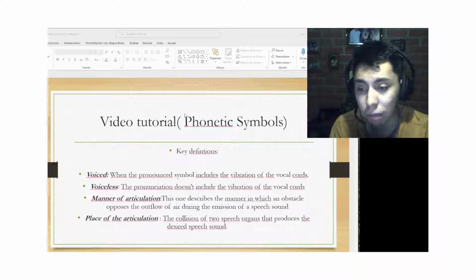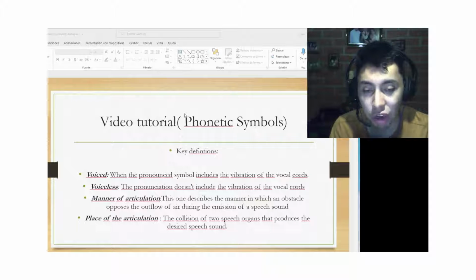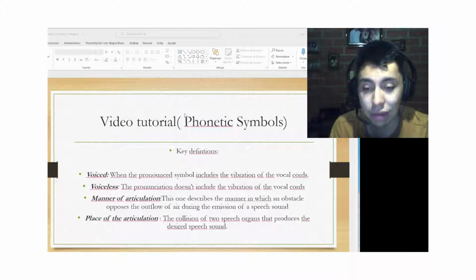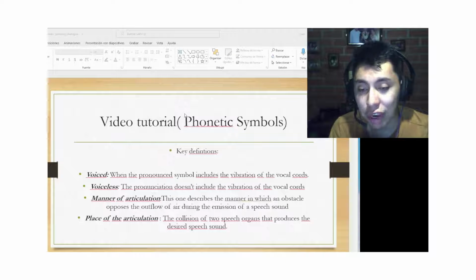Such as voiced: when the pronounced symbol includes the vibration of the vocal cords, it's a very important definition to take into account. We have the voiceless: the pronunciation doesn't include the vibration of the vocal cords. We have the manner of articulation, a definition that describes the manner in which an obstacle opposes the outflow of air during the emission of a speech sound.